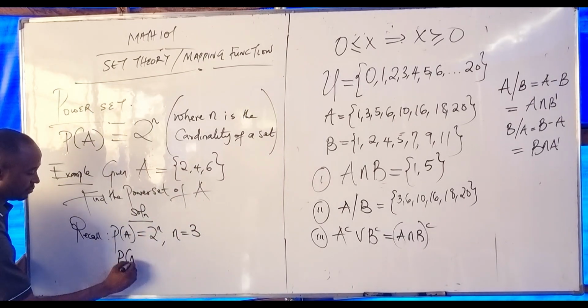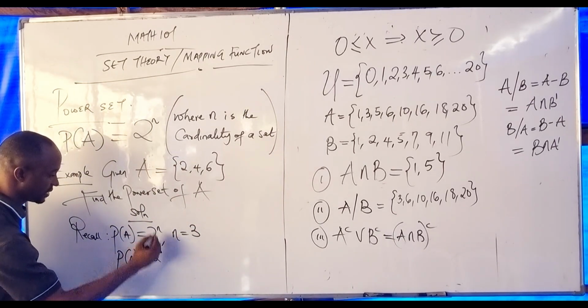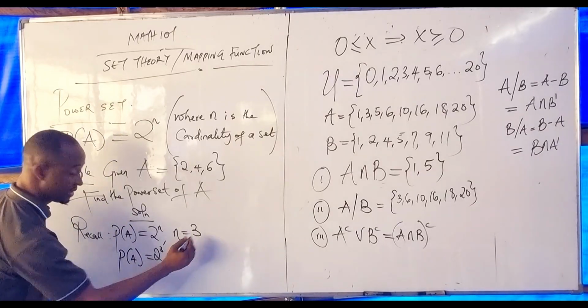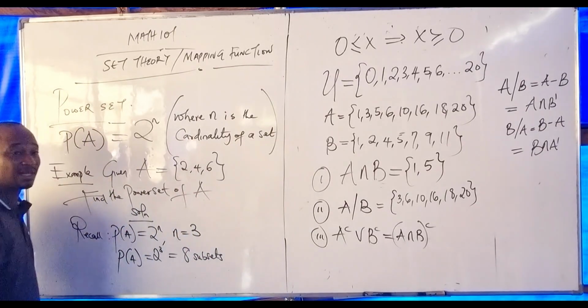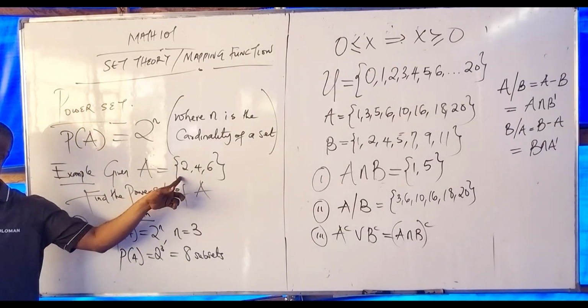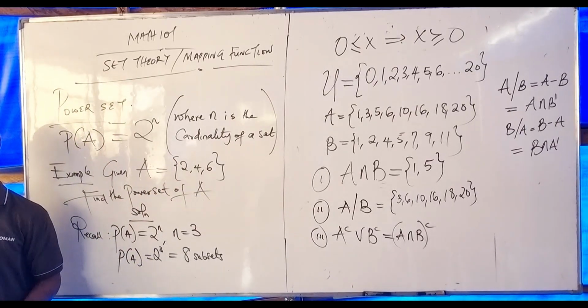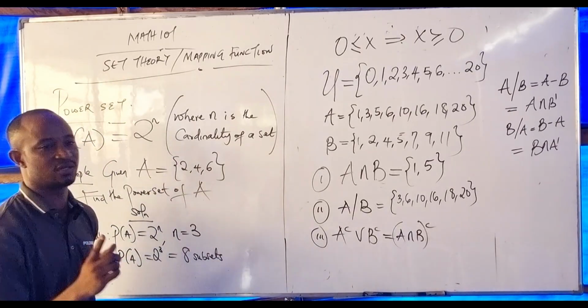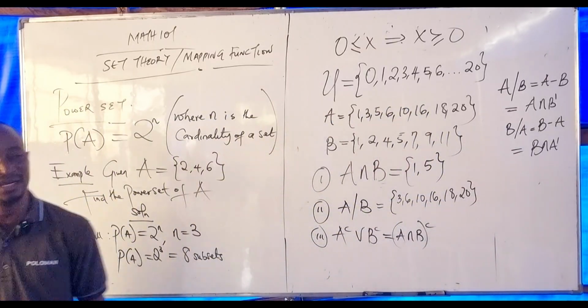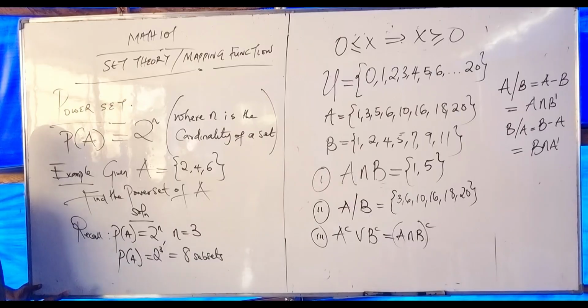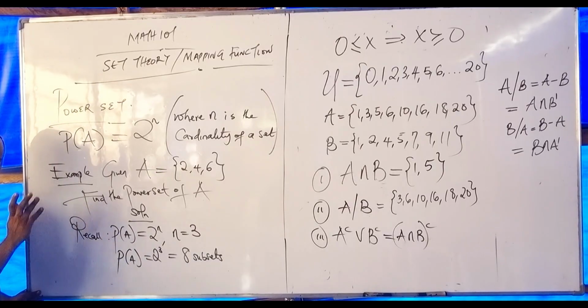So P of A equals 2 raised to the power 3, and 2 raised to the power 3 is 8. That means set A has 8 subsets. And the first subset of every set is an empty set. So the next thing we need to do is to list out all the subsets of A.